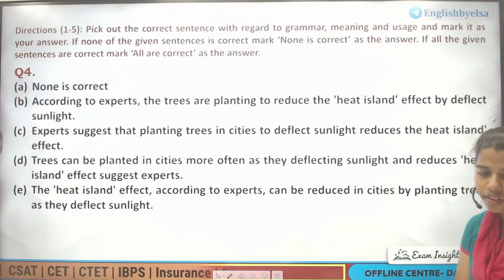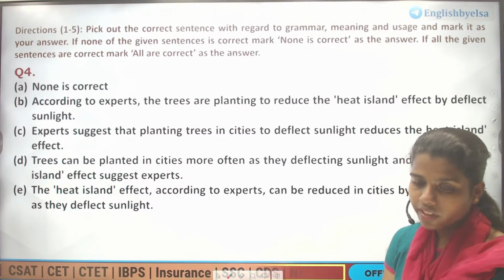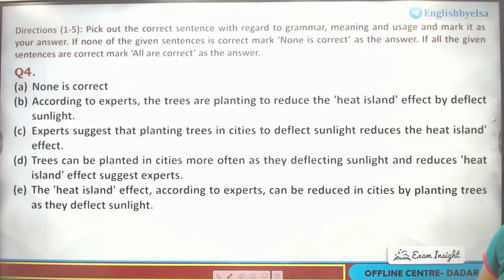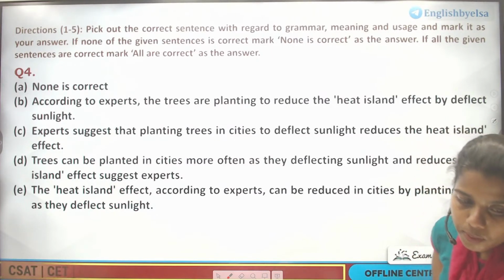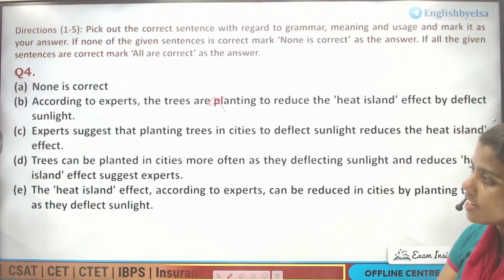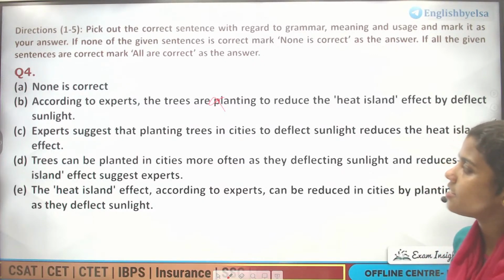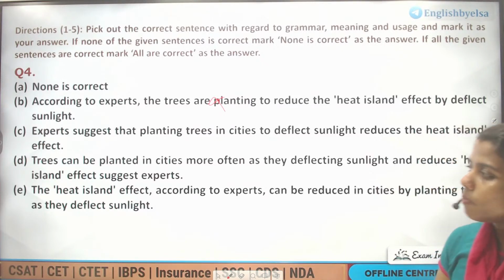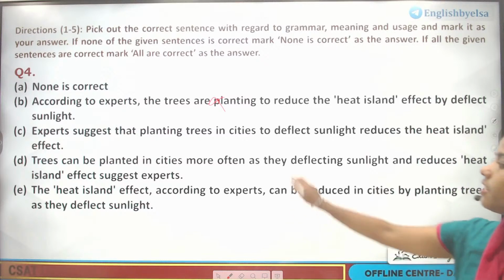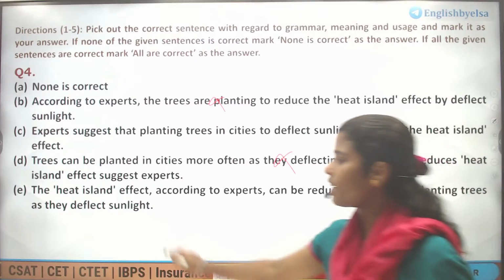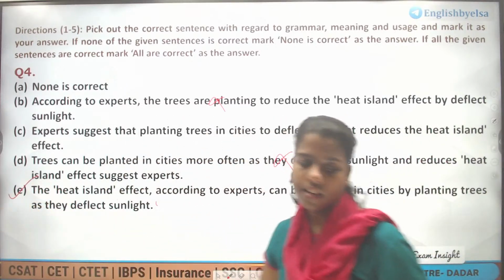Yes, for question number 4, I got only one answer. What about the others? "According to experts, the trees are planting." How can trees plant? This is an incorrect statement. "Experts suggest that planting trees in cities to deflect sunlight reduces the heat island effect." "Trees can be planted in cities more often as they deflecting sunlight." "The heat island effect, according to experts, can be reduced in cities by planting trees as they deflect sunlight." That means option E is my correct answer for this one.